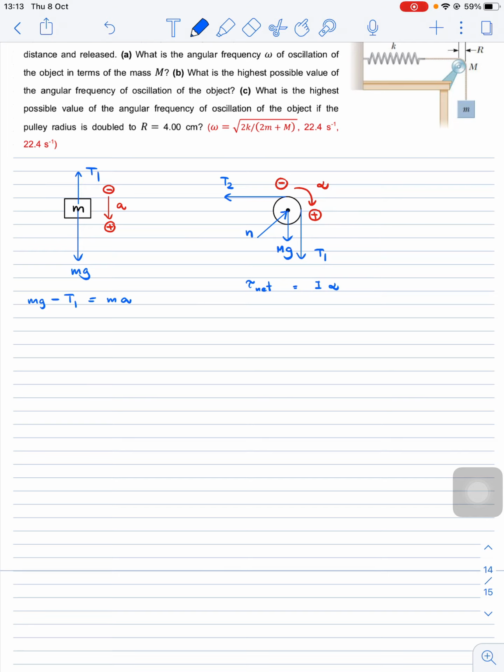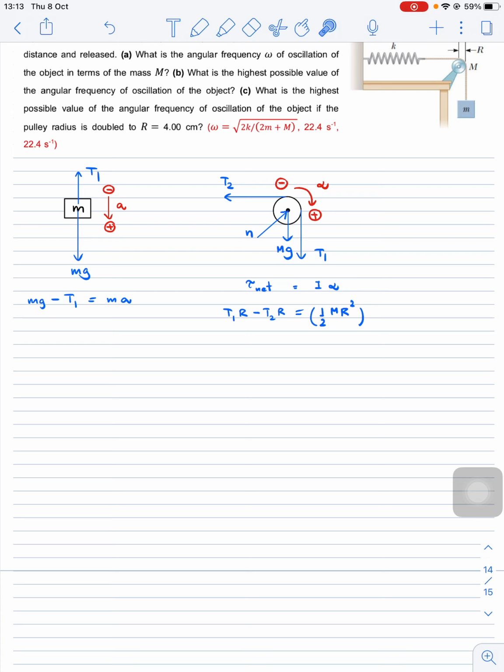Okay, so the torque equals T1 times R. And now T2, right, is going to contribute torque in the counterclockwise direction, so it must be negative. So we have minus T2 times R equal to I. The I here is the moment of inertia of the disc. So in this case, it's just 1/2 times the capital M times R squared, right?